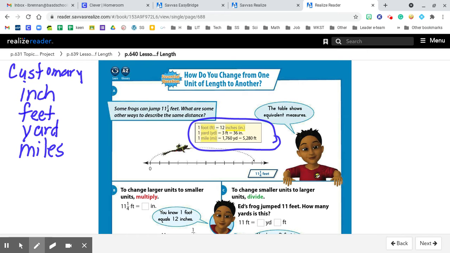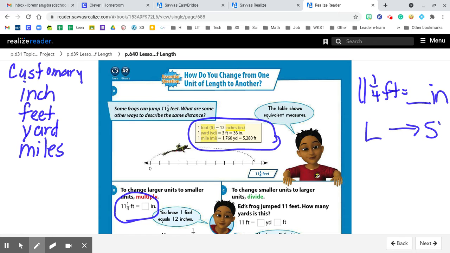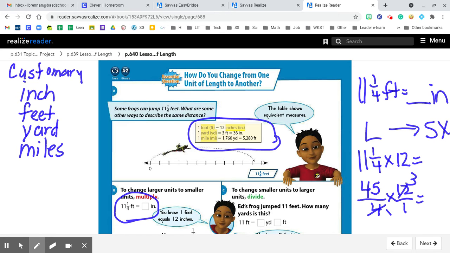It's not cheating. So if I want to go from 11.25 feet to how many inches, I'm going from a larger measurement, a foot, to a smaller measurement, an inch. So I'm going to always multiply. So that would be 11.25, and each foot has 12 inches in it. And here we go. Look, there's that multiplication of fractions. I told you it would sneak up on you in topic 11. So we're going to do multiplication of fractions. I'm going to do a little cross reducing there.